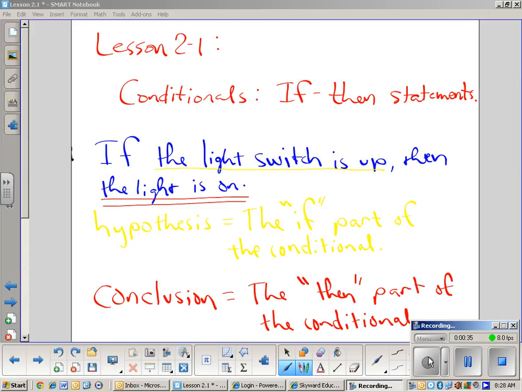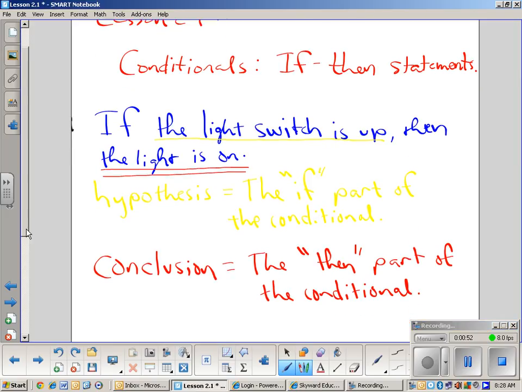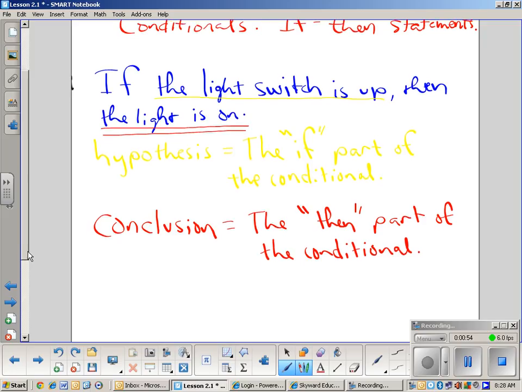Okay, if the light switch is up, I shouldn't even say that. We could have a power outage, right? But assuming we don't have a power outage or all the light bulbs burn out at the same time, if the switch is up, then the light is on. The hypothesis is always the if part. The conclusion is the then part of the conditional.